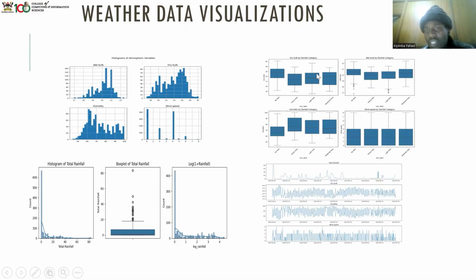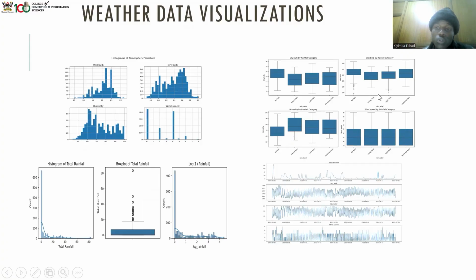Also, the box plot of the rainfall categories, you can see the maximum is 30. I can't see it very well. We can see outliers here, especially with the wet bulb. These were all removed by the interquartile range method. We can see the same with humidity by category. For the other category, we didn't have outliers.